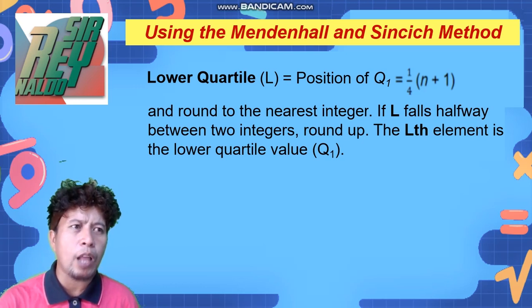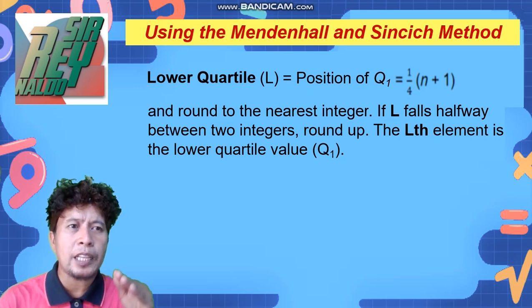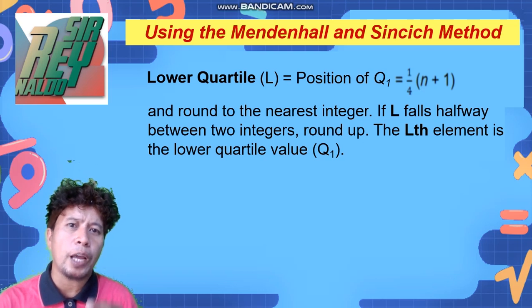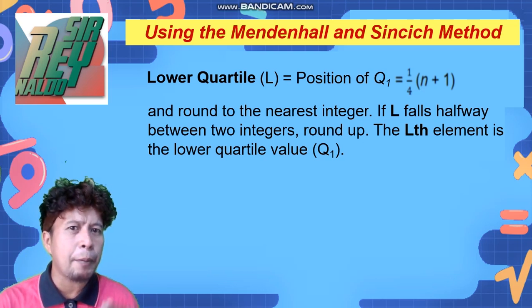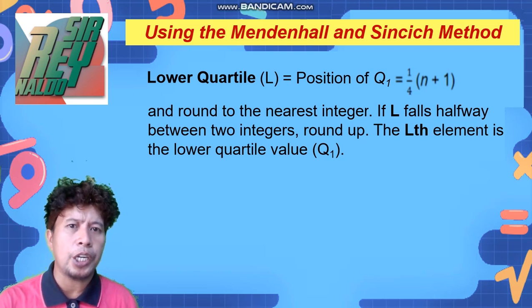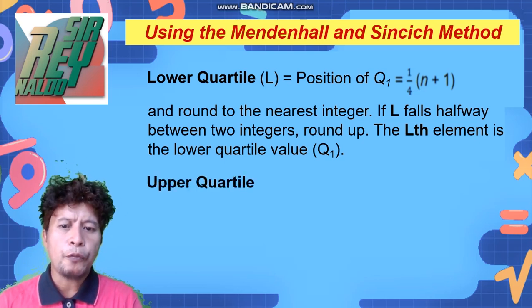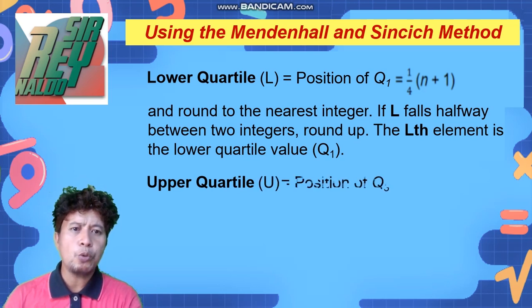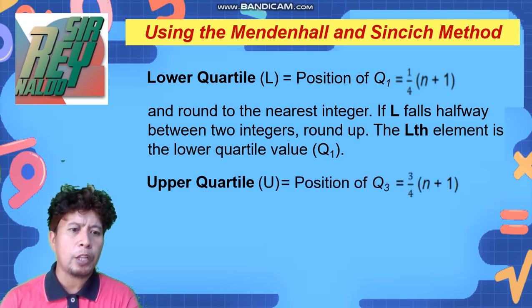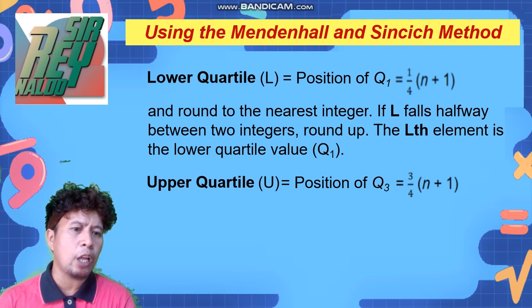Ang ibig sabihin ng round up, 2.1, ira-round up natin, magiging 3. Pag 2.4 yan, magiging 3. Pag 2.7, magiging 3. Basta pag sinabing round up, yung next integer ang gagamitin natin. Okay, how about for the upper quartile? Denoted by U, so the position of Q3 is equivalent to 3/4 times the quantity n plus 1.